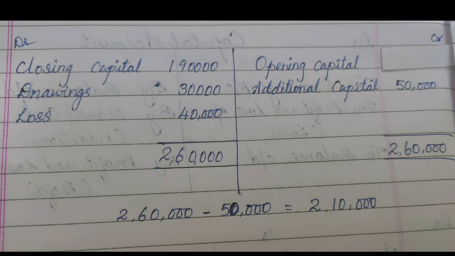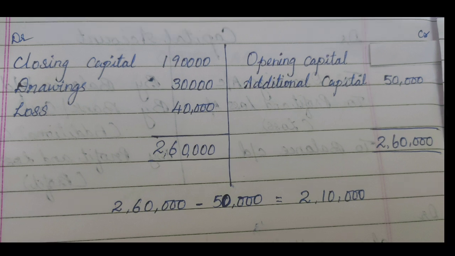In the T method, we arrange the entities on the debit side and credit side. On the debit side, we will have closing capital, drawings and loss. And on the credit side, we will have opening capital, additional capital and profit. Now, in a sum, either profit or loss will appear, and in our exercise, it is given as loss. So, what you do? Closing capital 1,90,000, drawings 30,000, loss 40,000 on the debit side.